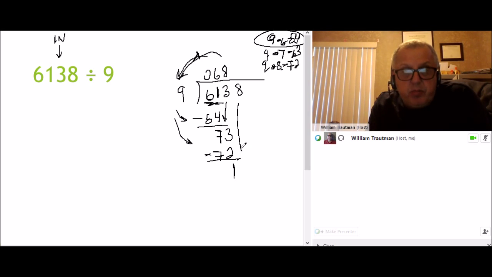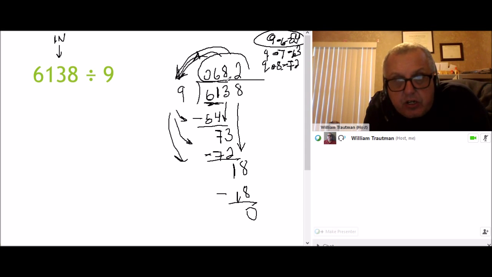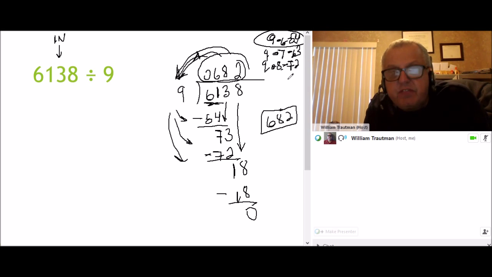There is another number to bring down, 18. And how many times does 9 go into 18? Well, 9 goes into 18 2 times. 9 times 2 is 18. You subtract. We get 0 remainder, and there's nothing left to bring down, so we're done. This is our answer. In other words, it's 682 as our answer. I hope this video helps.